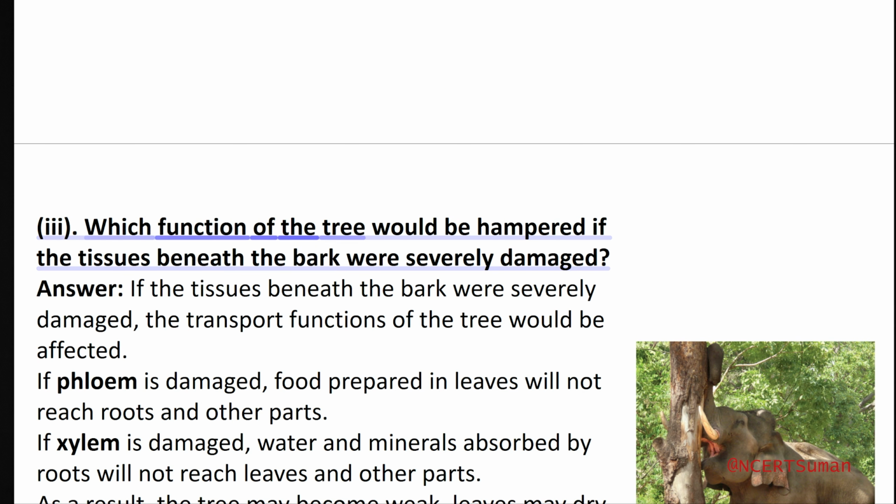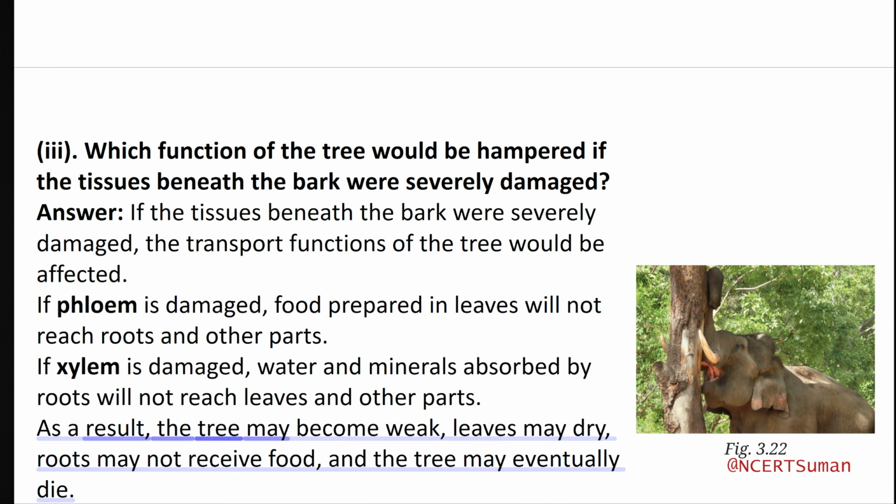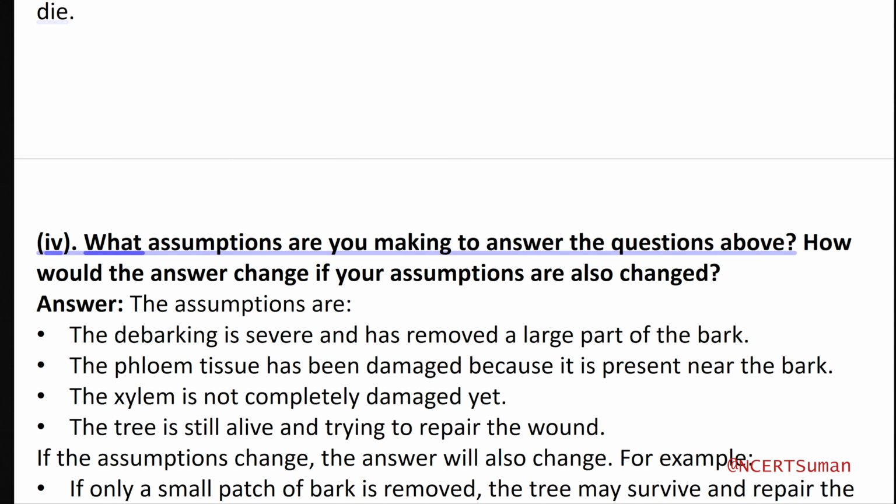3. Which function of the tree would be hampered if the tissues beneath the bark were severely damaged? Answer: if the tissues beneath the bark were severely damaged, the transport functions of the tree would be affected. If phloem is damaged, food prepared in leaves will not reach roots and other parts. If xylem is damaged, water and minerals absorbed by roots will not reach leaves and other parts. As a result, the tree may become weak, leaves may dry, roots may not receive food, and the tree may eventually die.